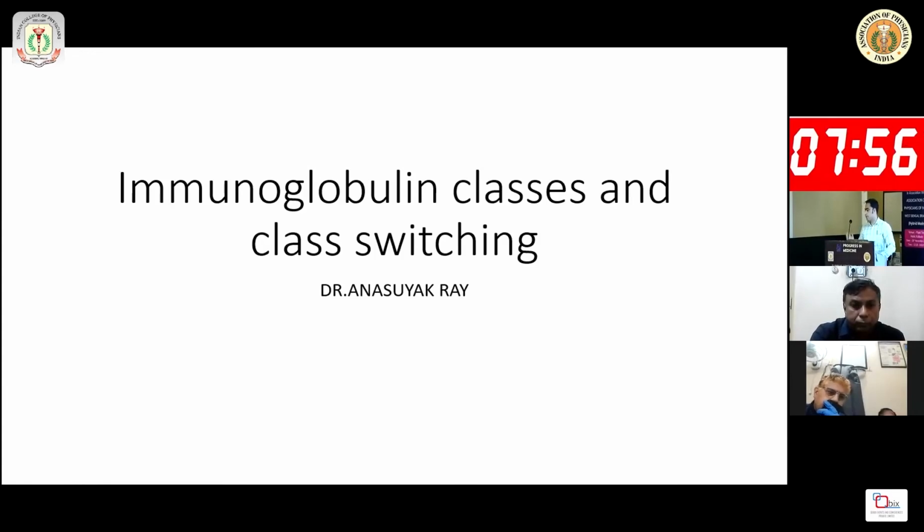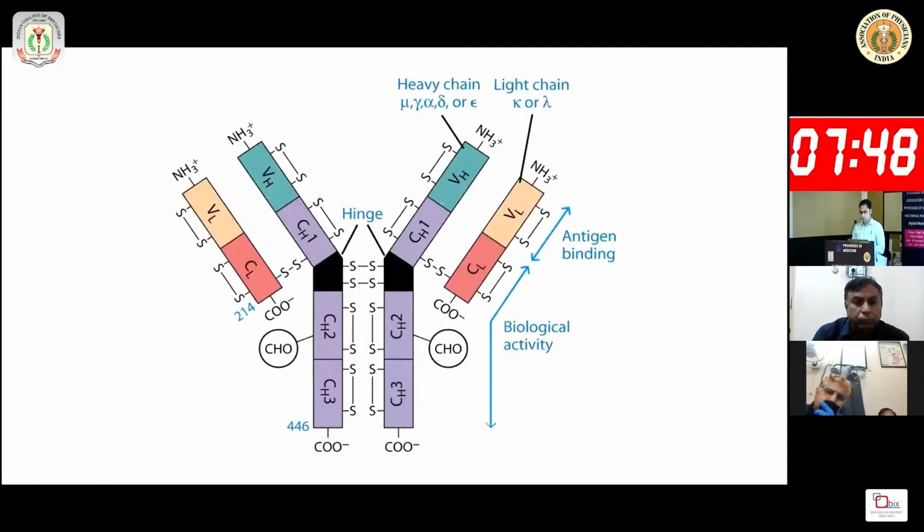So today, my topic is going to be immunoglobulin classes and class switching. To begin, we have to know about the structure of the immunoglobulin.